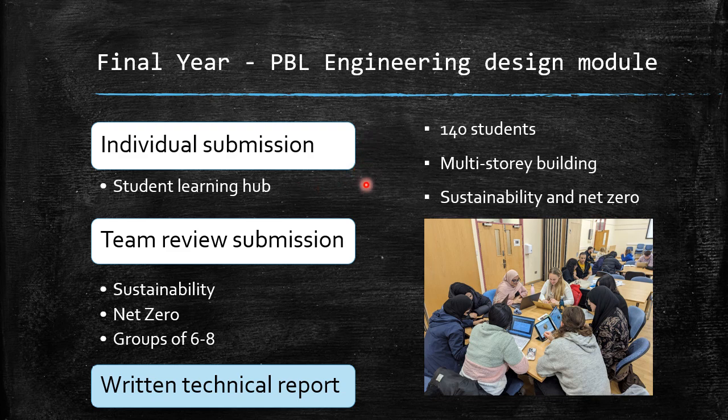After 6 weeks, students come together as teams and review their individual submissions. We do a few cooperative and collaborative tasks, but they essentially look at sustainability, aesthetics, services, net zero embodied carbon, and they typically work in groups of 6 to 8 people.